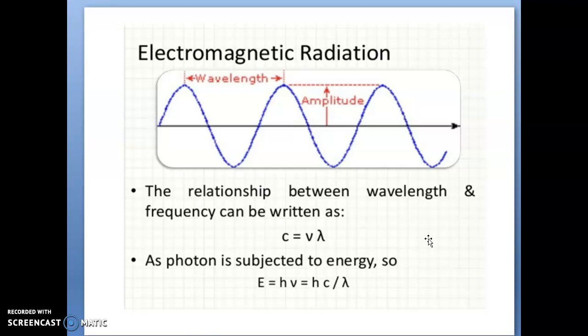We know that a photon is a discrete packet of energy, so it is related to energy: E is equal to h nu. From the relation C is equal to nu into lambda, nu is replaced by C by lambda, so E is equal to h into C by lambda. That gives the relation between frequency, wavelength and energy. Next is the amplitude. Amplitude is nothing but the wave height, the peak height or trough height.